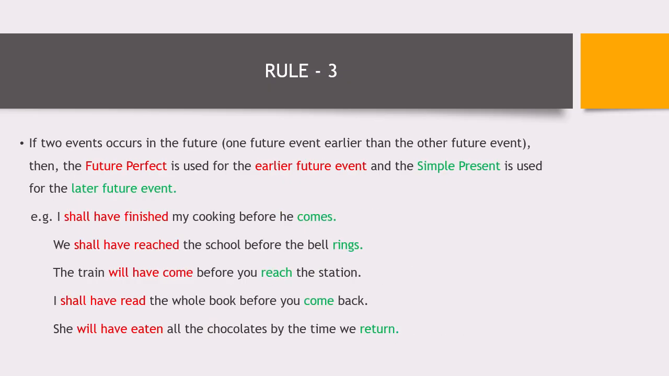Rule 3. If two events occur in the future, one future event earlier than the other future event, then the future perfect is used for the earlier future event, and the simple present is used for the later future event. For example, I shall have finished my cooking before he comes.